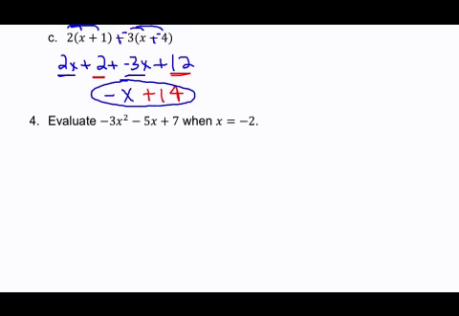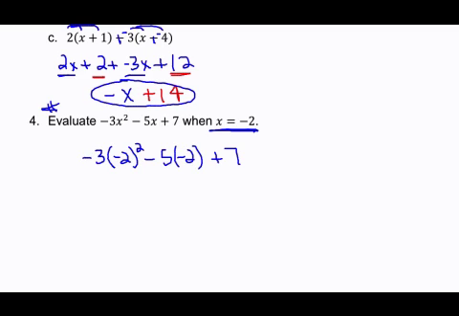And our last example says to evaluate. So again, we're going to have a number answer. We have the expression negative 3x squared minus 5x plus 7. And we want to know what that is when x equals negative 2. So wherever we see an x, we're going to plug in negative 2. Now again, whenever you're plugging in values, make sure that you use parentheses. So here we have negative 3, and then in parentheses, negative 2 squared minus 5 times negative 2 plus 7.